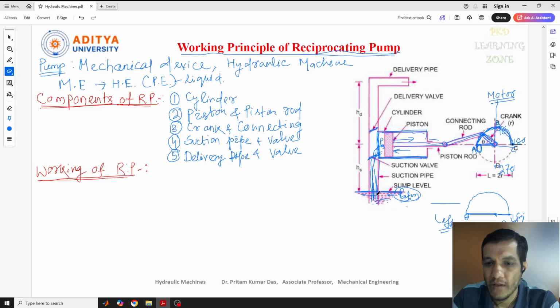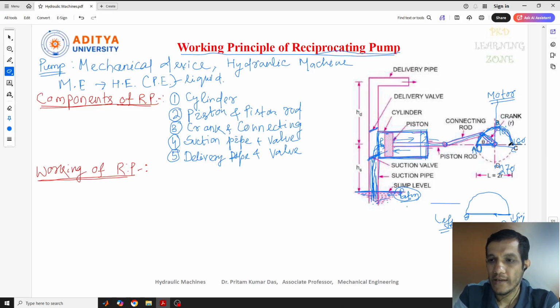cylinder. When the water starts lifting from the sump level to the cylinder, our piston position is at the right side. That is one way of working. At that time our suction valve is also opened.